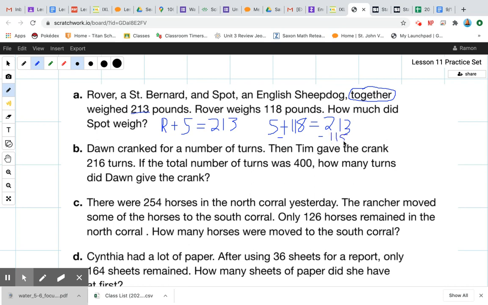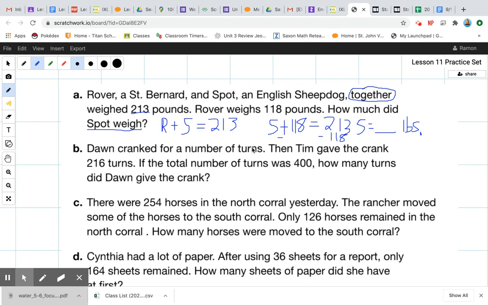Now, before you go and solve, keep in mind that we're talking about how much did Spot weigh. So we should say that Spot weighed, if our units are in pounds, a certain amount of pounds. So your answer should include how much Spot weighed. Now you're solving for S, but since it's a word problem, we need a word answer. In other words, we need to write a complete sentence that answers the question. Spot weighs 213 minus 118 pounds. So make sure you solve for that and calculate it.